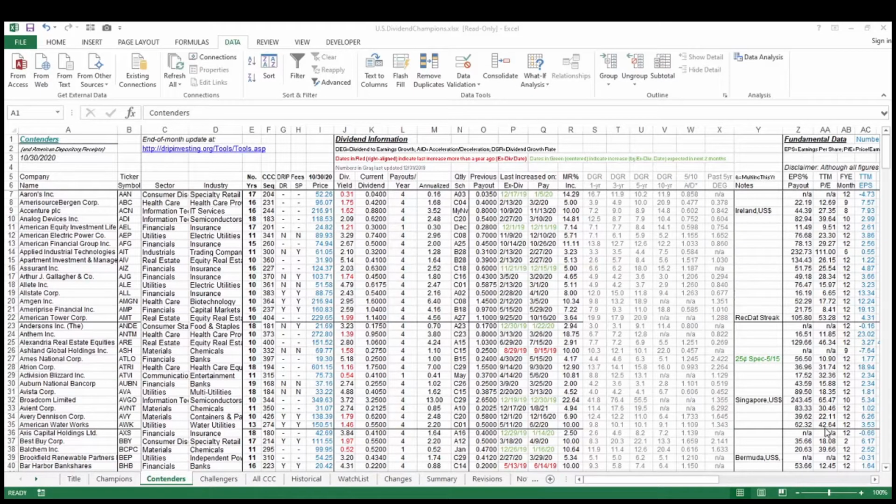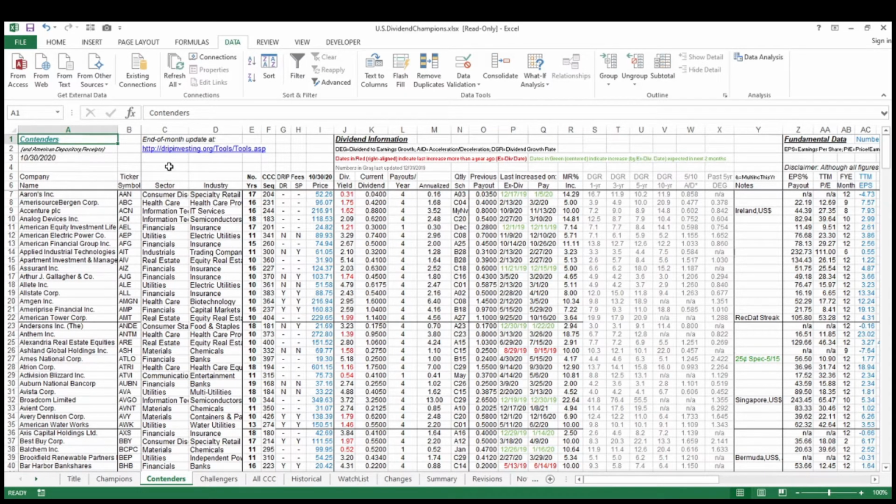So let's jump over to the Tastyworks platform, and then maybe I'll show you some of the ways that I use the dripinvesting.org big spreadsheet. So let's go in. Hey guys, so first I want to show you the spreadsheet from dripinvesting.org.